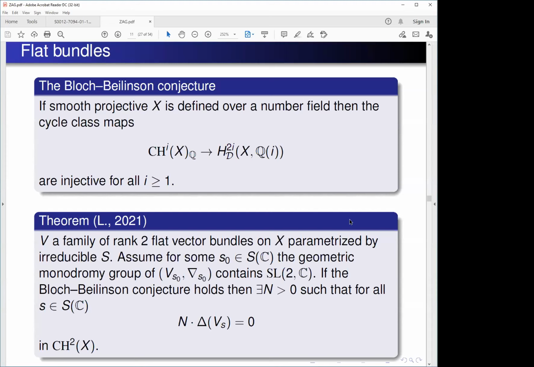Rank 2? Yeah, okay. Okay, rank 2, it's okay. Yeah, thank you very much. And is your S complete, or can it be affine? Sorry, S? Yes. S can be anything. It's simply a reducible variety.